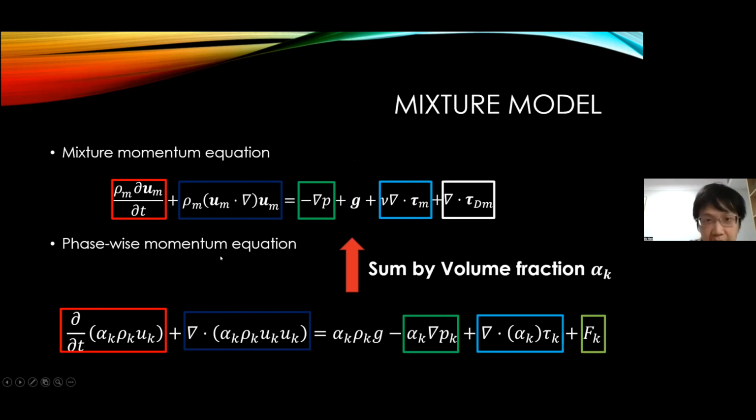So this is the mixed model. The equation below is the phase-wise momentum equation we have just seen, and if we sum the k equations together, weighted by the volume fraction of k, we will get a mixture momentum equation, which uses the aggregate or average velocity and average density of the mixture.